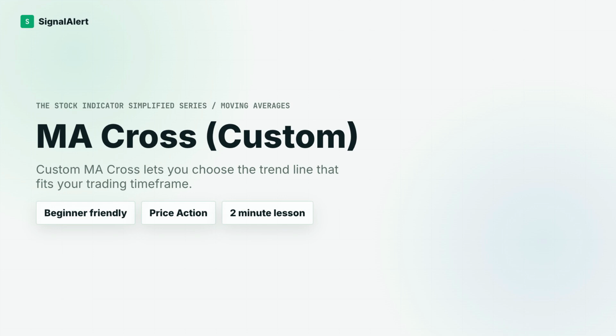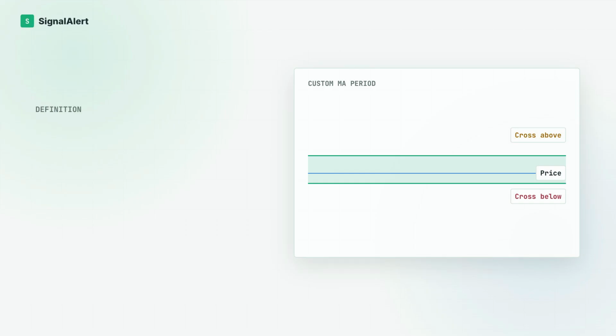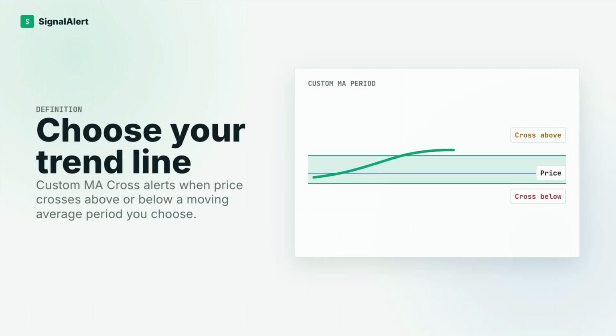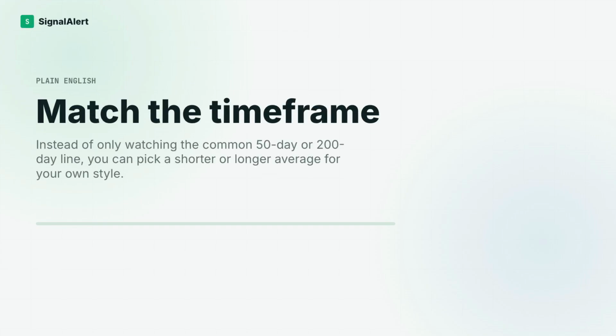Today we are looking at MA Cross, the custom version. We already covered MA 50 and MA 200 crosses earlier, so let us make this one more practical. The fixed 50-day and 200-day alerts are popular because many traders watch those levels. Custom MA Cross is different. It lets you choose the moving average period that fits your own trading time frame.